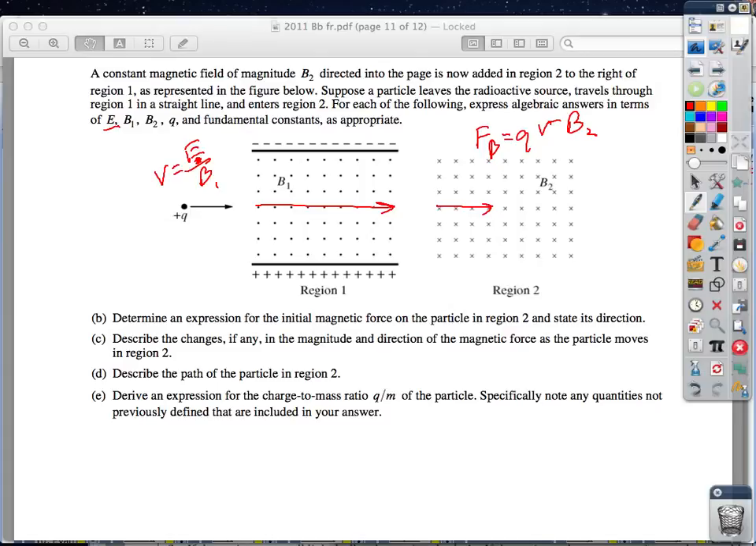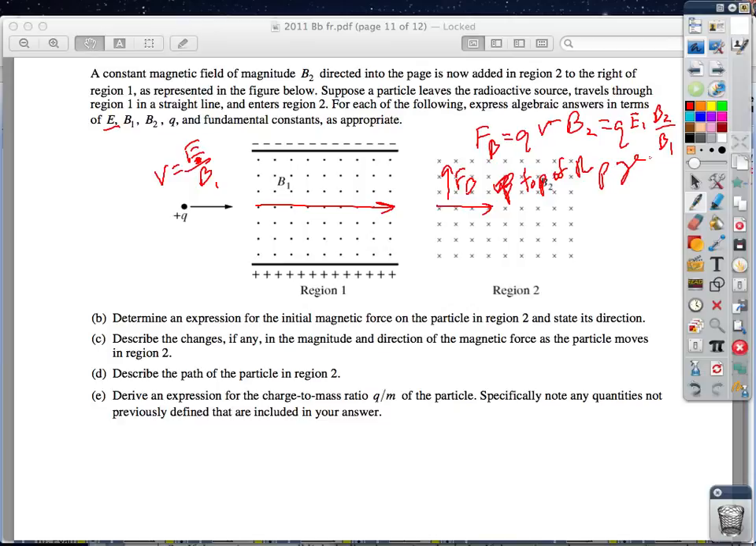So then I just plug it in. And so I get q E1 B2 over B1. So it's going to change by the ratio of these B fields. And state its direction. So now we're into the board. So F_B goes up, towards the top of the page.